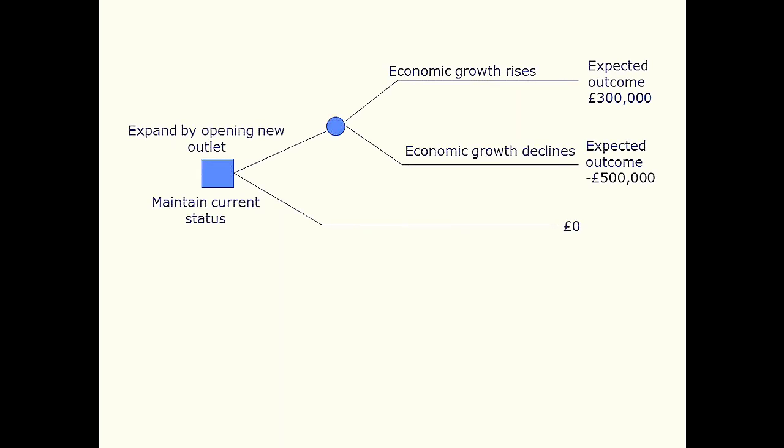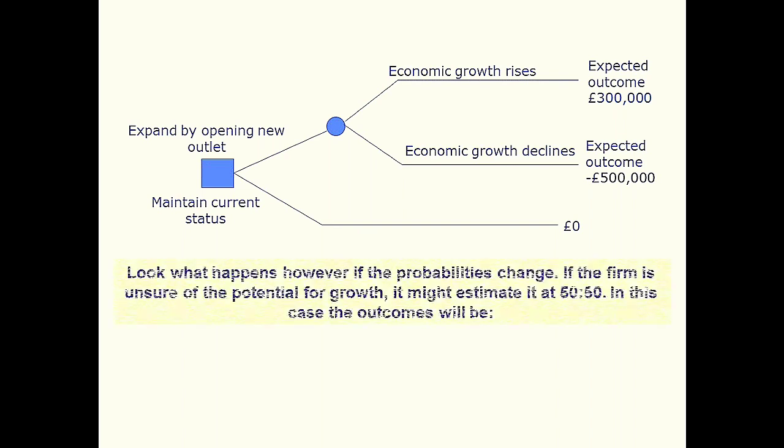So now moving on with the same example, let's see what happens if we change the probability of different outcomes. Now when the probability is changed, the expected values will also change. So now let's assume that the economic growth rising has a probability of 50% and therefore economic growth decline has a probability of 50% too. So we take the values as 0.5 and 0.5.